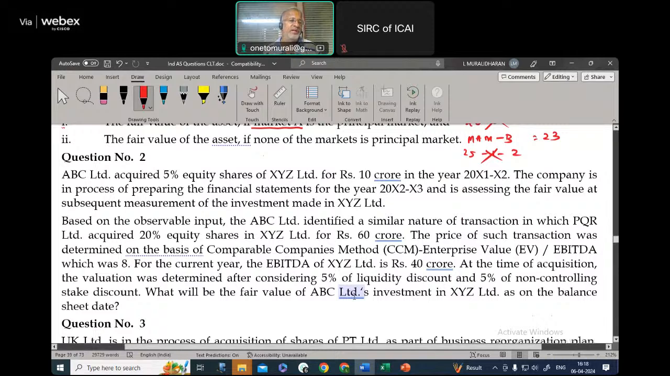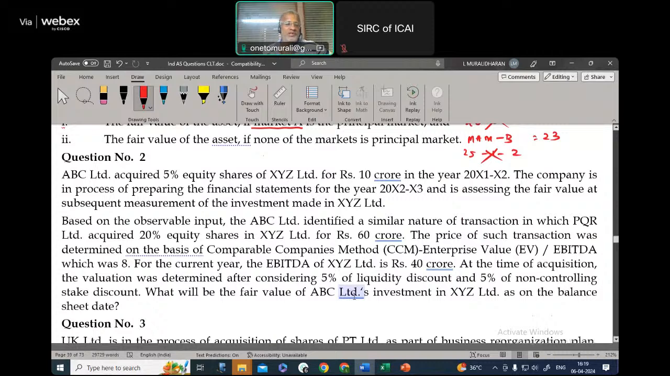Question number 2: ABC Limited acquired 5% equity shares of XYZ for 10 crores in the year X1-X2. The company is in the process of preparing financial statements for X2-X3 and is assessing the fair value at subsequent measurement of the investment made in XYZ Limited. Based on the observable input, ABC identified a similar transaction in which PQR Limited acquired 20% equity shares in XYZ for 60 crores.